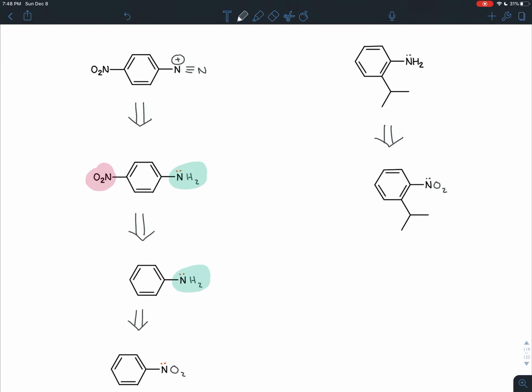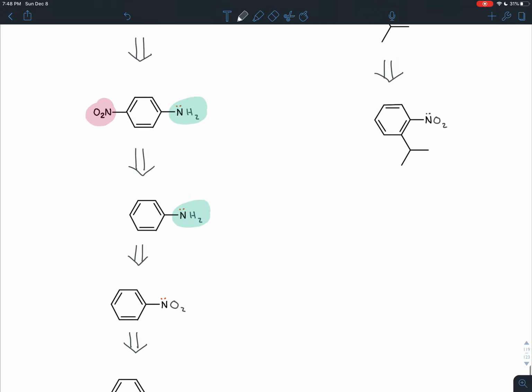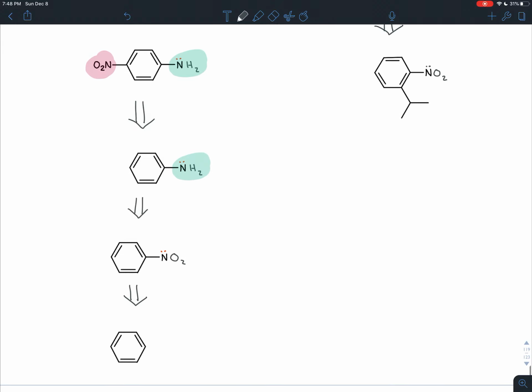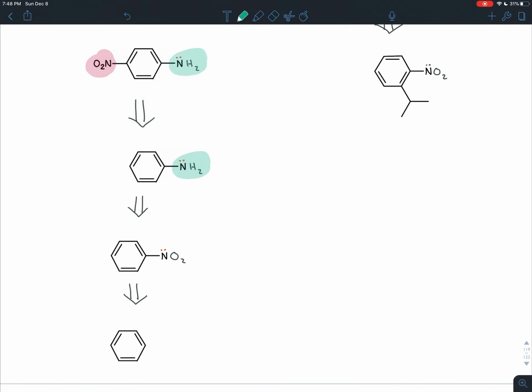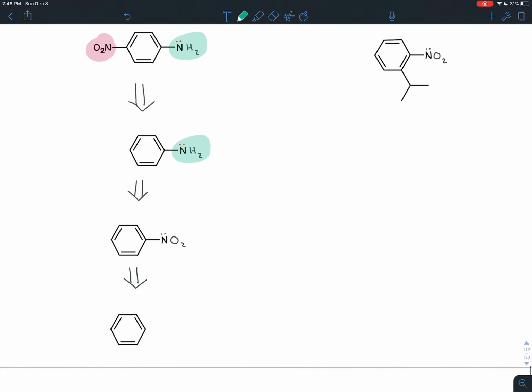And we could add an NO2 there. Now, here we have to think about the directing effects. We have two branches. Which one do we want to add second? Which one do we already want to be there when we add the second one? If you count these, you'll notice these branches are 1, 2 to each other. If two branches are 1, 2 on a benzene ring, they're called ortho. So we want these branches to add ortho.